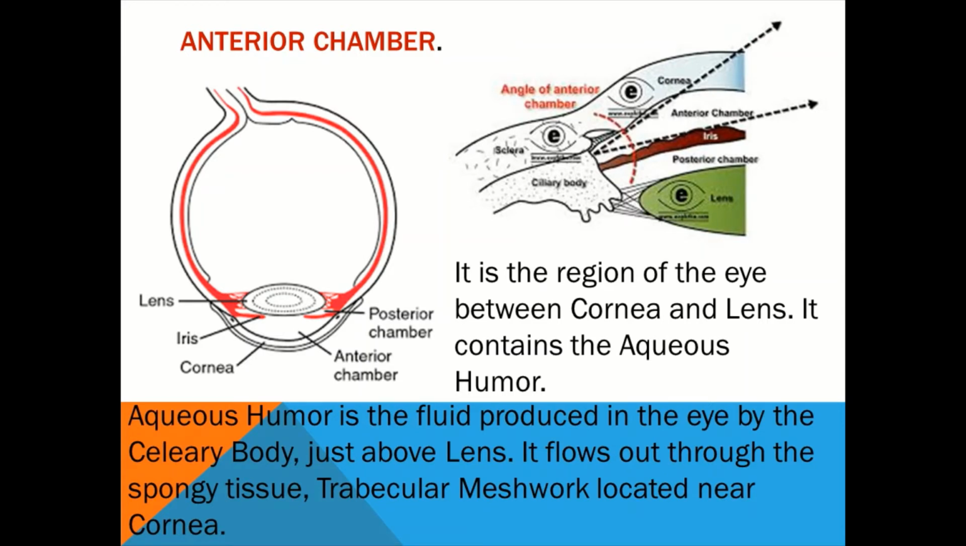Anterior chamber. It is the region of the eye which is between cornea and lens. It contains a fluid known as aqueous humor. Aqueous humor is a fluid produced in the eye by the ciliary body just above the lens. It flows out through the spongy tissue trabecular meshwork located near the cornea.